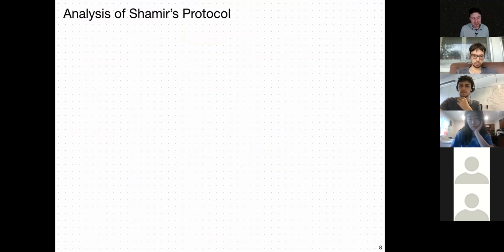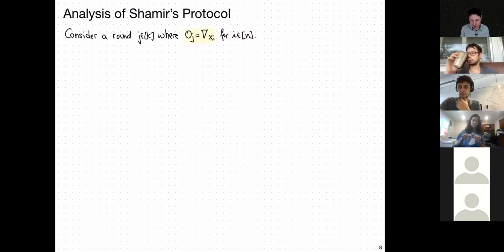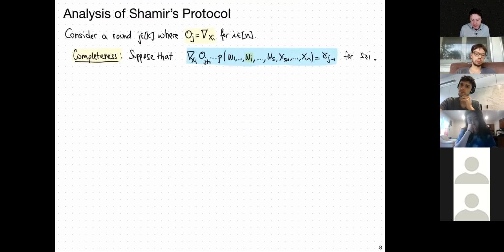So that was an analysis of the product. The analysis of a coproduct is basically the same. Let's look at the reduction operator. So we have some round J, where the operator that we are peeling off is this reduction on xi. Let's first look at completeness.